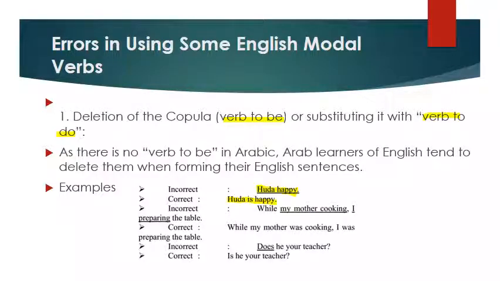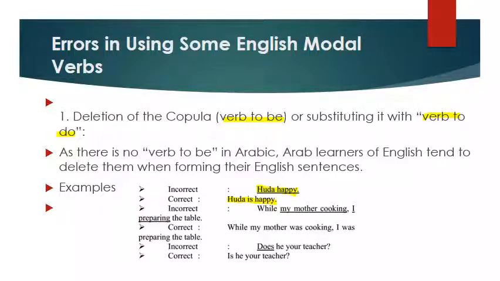Okay, another example is while my mother cooking, I preparing the table. بينما تطهو أمي، أحضر الطاولة. This is a translation of this sentence. While my mother cooking, بينما تطهو أمي. Again, تطهو أمي, right away we have the noun and the verb. وأجهز الطاولة, again the verb and the noun. So we don't have any kind of copula in the Arabic translation.